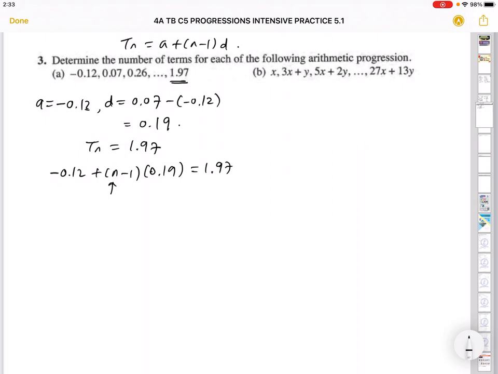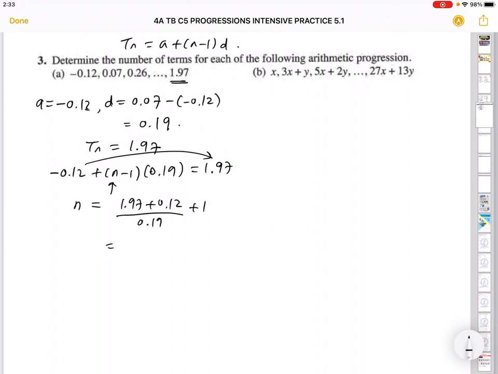Now I know a lot of people tend to multiply the 0.19 inside the bracket n minus 1, but I personally don't like to do that, because I think you can actually do this right away using a calculator, using brain, up to you. So this is how I will do it. I'll bring this fellow over, 1.97 plus 0.12. Then I'll divide by 0.19, then plus 1. Now you can use a calculator. 1.97 plus 0.12 is 2.11. Then you divide by 0.19.